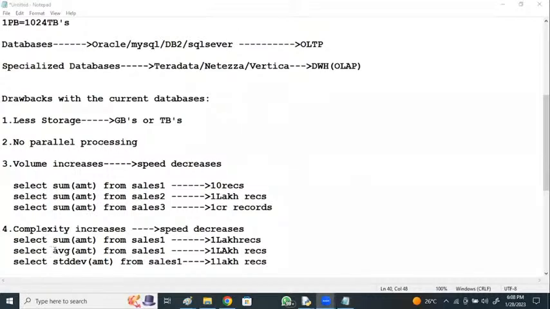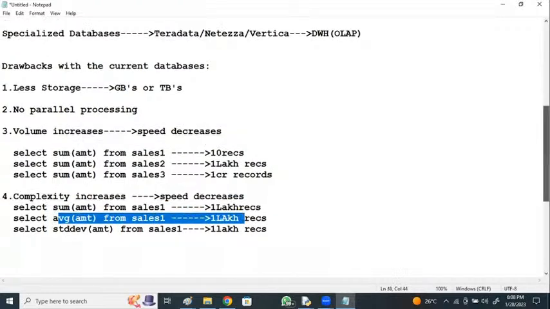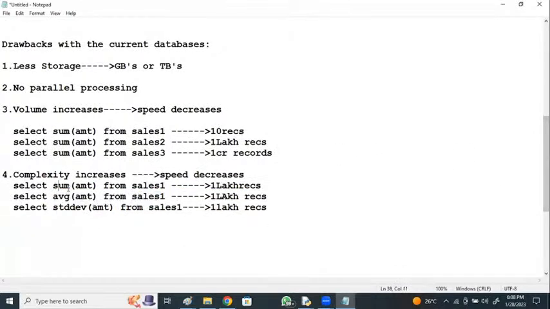Because average amount is a two-step process. First the sum has to be calculated, next the average. Standard deviation requires a lot of internal processing. So again, the first query executes faster as compared with the other two. So query to query, as complexity increases, speed decreases.